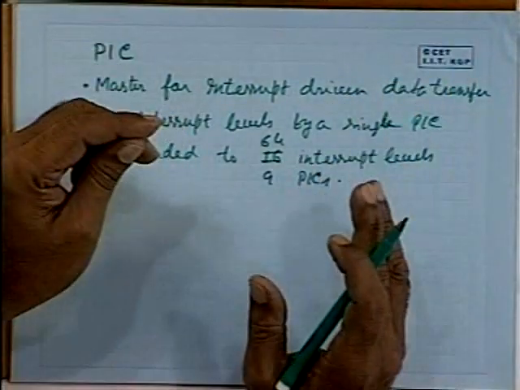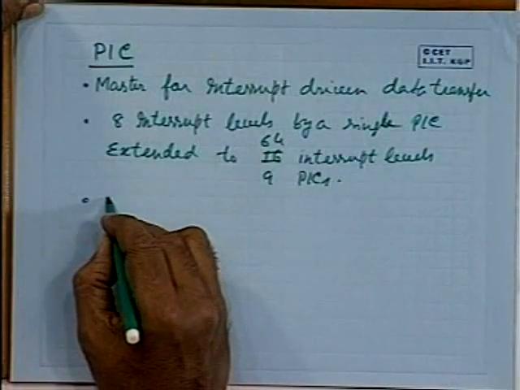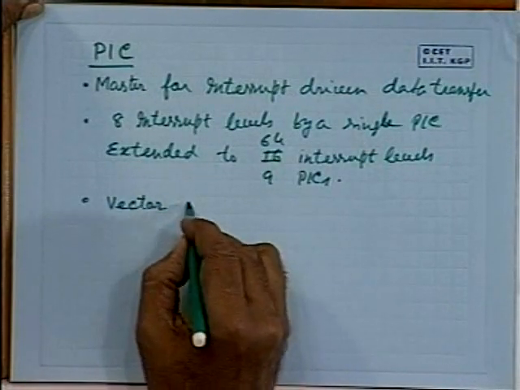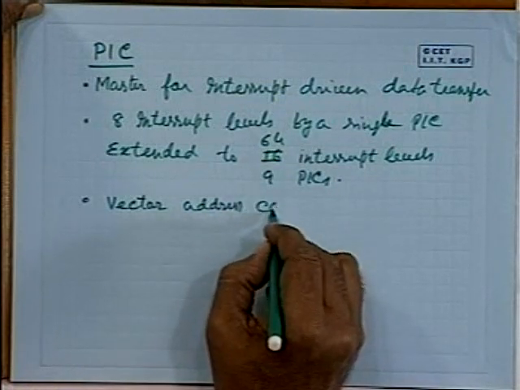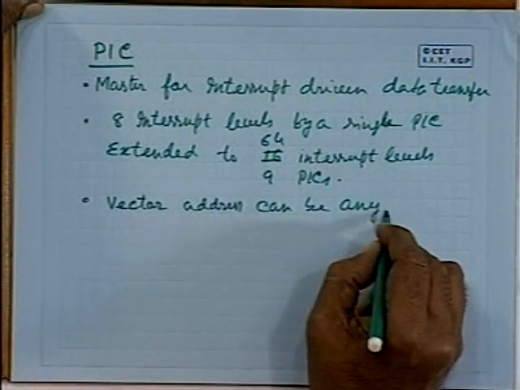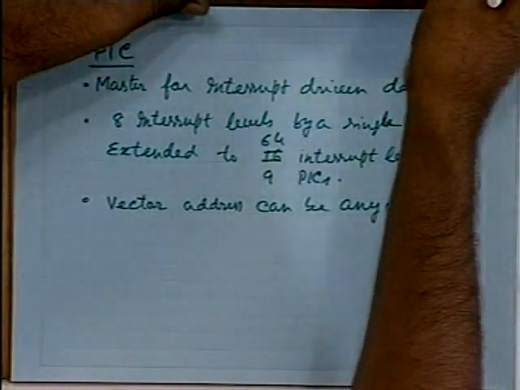Another advantage is that whenever you are using the 8085 interrupt inputs, all the vector addresses are in that 00 page. That means the addresses, RST 5.5 means 5.5 into 8, all belong to that 0th page. But whenever you are using PIC, then the vector address can be anywhere. And we have seen how it can be anywhere.